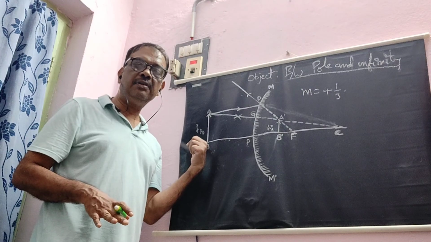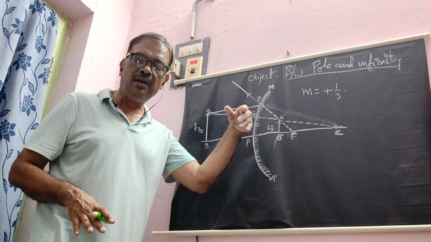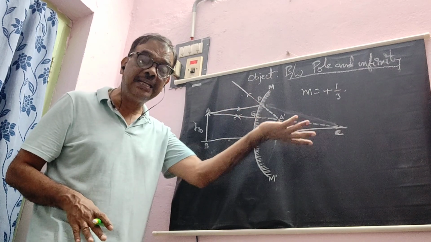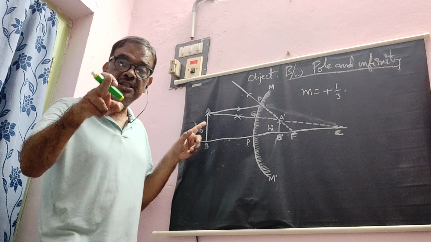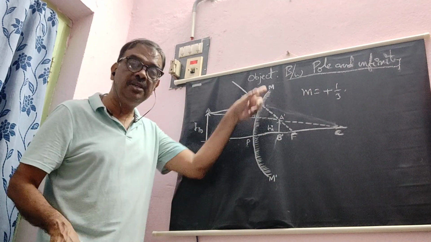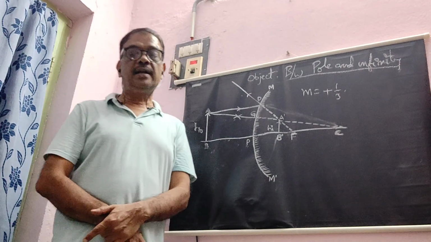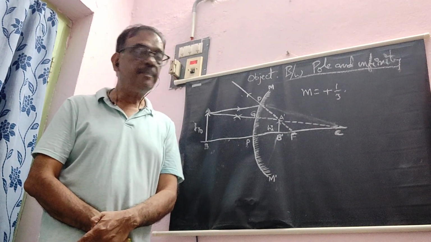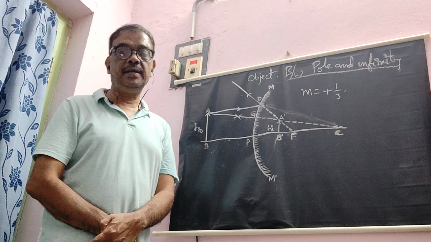Only PB is negative because it lies in front of the mirror. Remaining all, focal length and image distance, lie behind the mirror. That's why it is positive. Height of the object above the principal axis, positive. Height of the image above the principal axis, positive. So these are the Cartesian sign convention for object between pole and infinity.